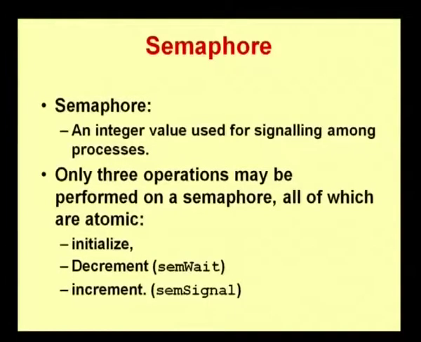Now, what is a semaphore by and large? A semaphore is an integer value which is used for signaling among the processes. There are only 3 operations that are possible: one is initialization, second is incrementing, third is decrementing. Incrementing is called semaphore signal or sem signal. When you decrement it, it is called semaphore wait or sem wait.